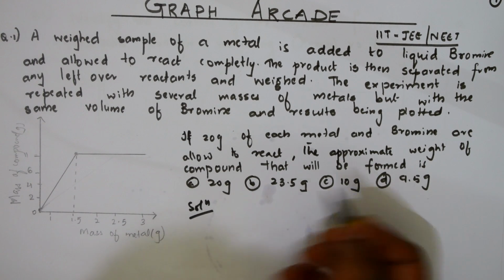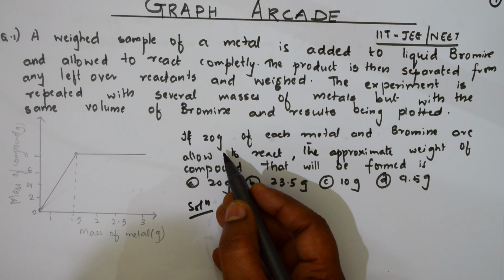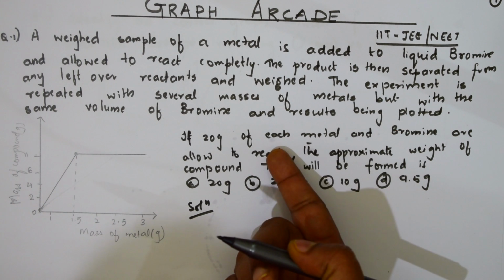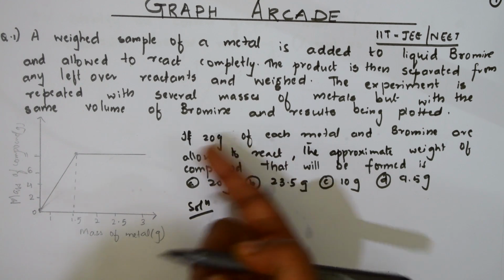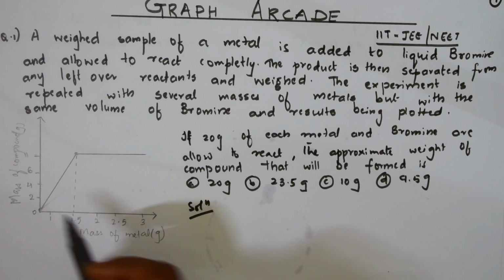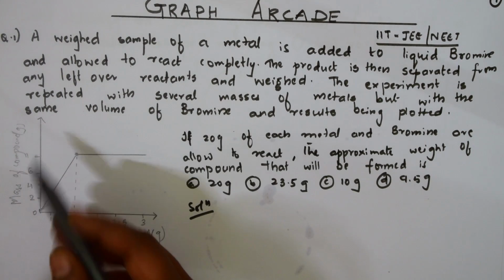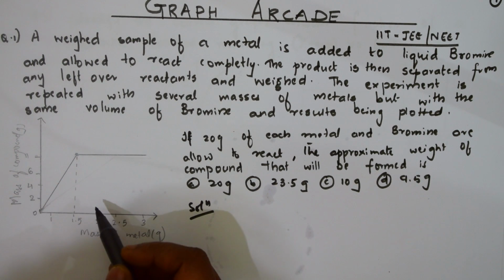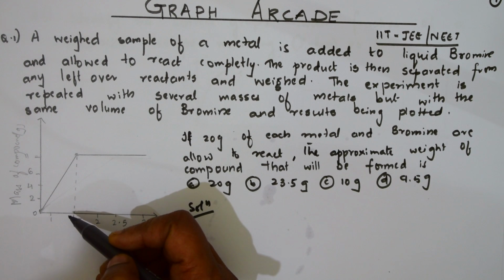So what should I find out? I need to find out if 20 grams of bromine reacts. They said bromine is standard, but now they say 20 grams of bromine reacts, so how much is the amount of compound formed, they asked me. From the graph, on the x-axis they've given us the mass of the metal, and on the y-axis the mass of the compound. They've marked a point here. Let us see according to that.